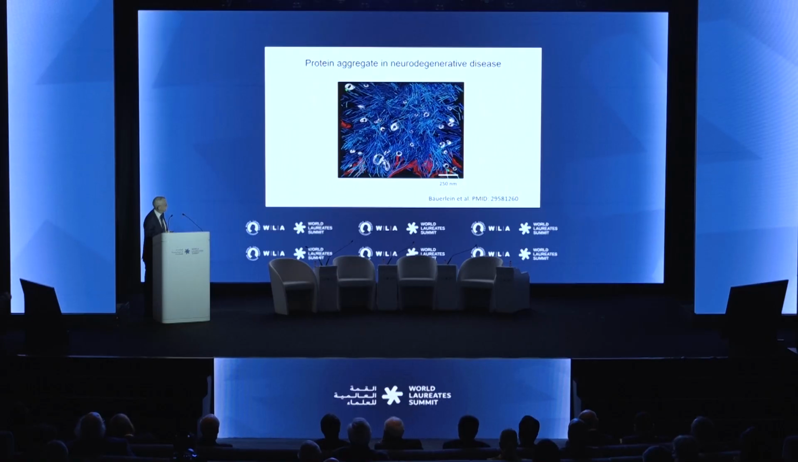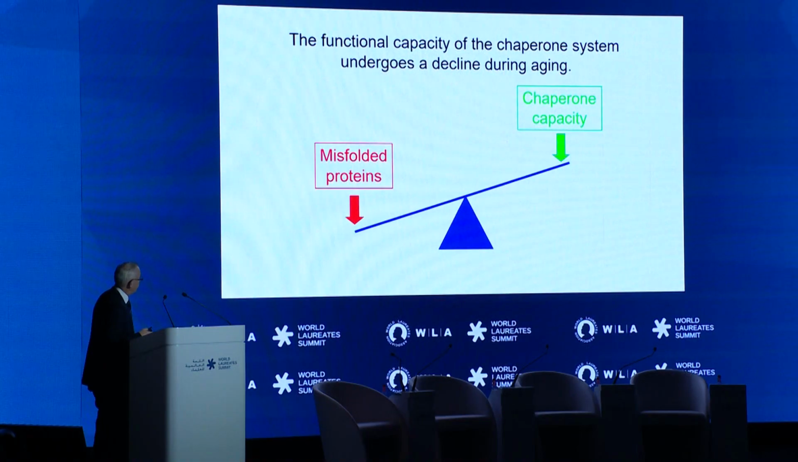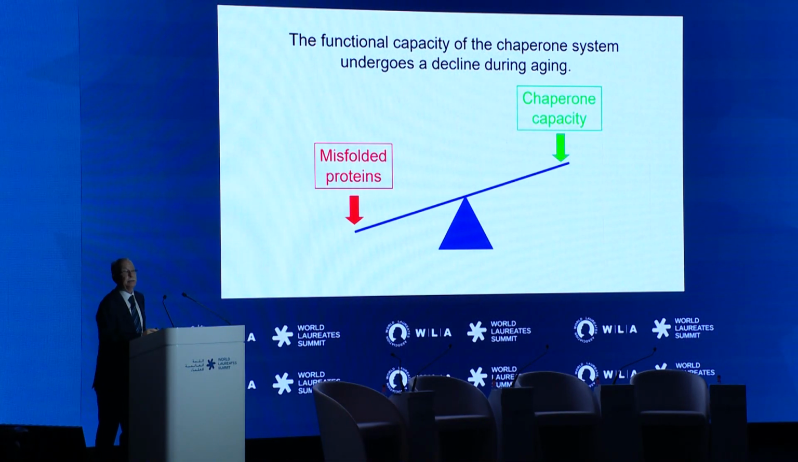These are reasons why these deposits are actually toxic to cells, especially to neuronal cells, which have a very complex architecture. Why is this happening? This is happening apparently because during aging, the cellular capacity of protein quality control, especially of molecular chaperones and other factors, undergoes a decline. And this results in an imbalance between the production of misfolded protein and the available capacity to prevent it. Our goal is to rebalance the system.